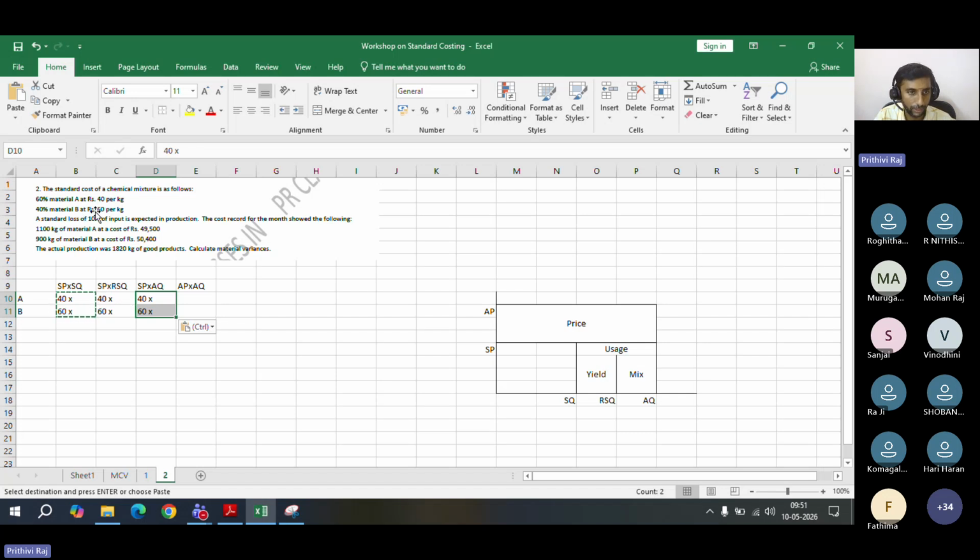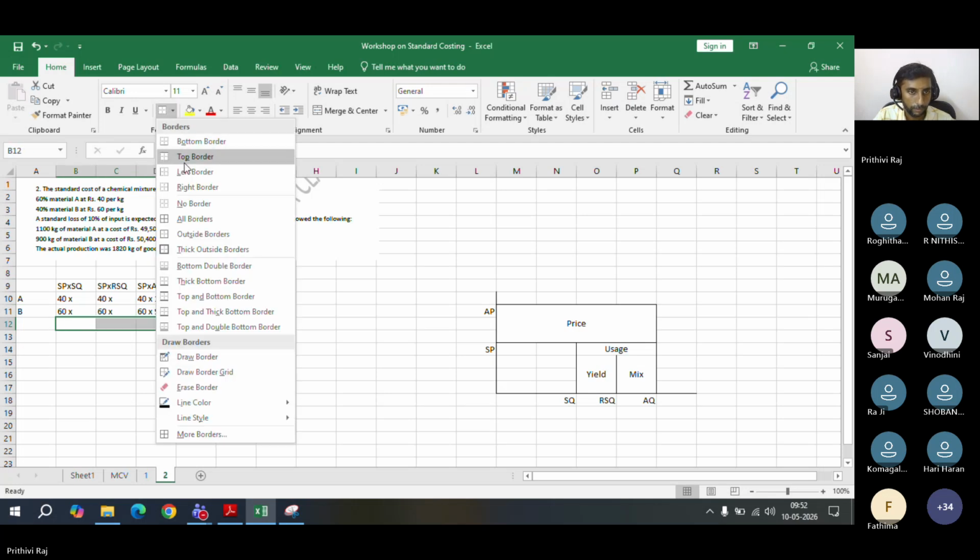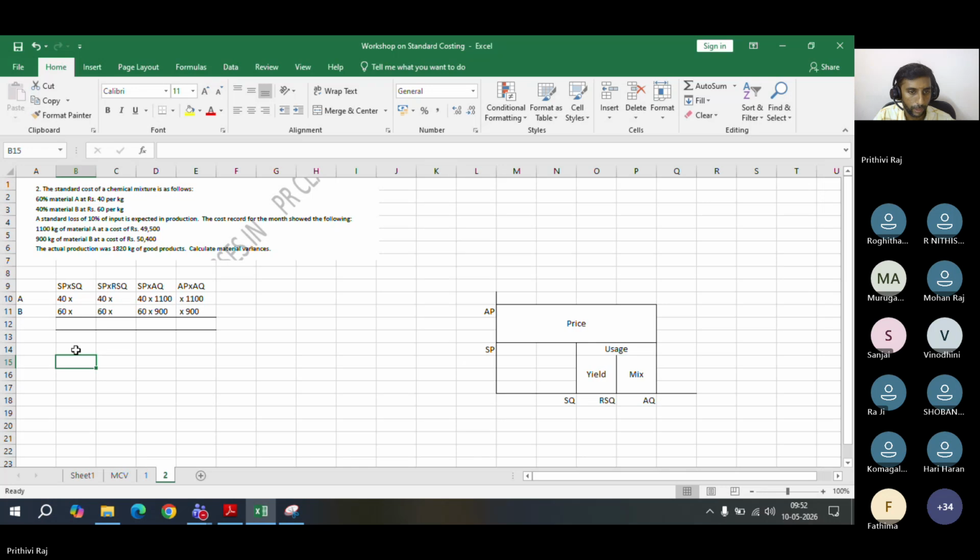And next, what is given in the question? Actual quantity of A and B is given: 1,100, 900. Not actual price, actual quantity. Actual price we will have to find. 1,100, 900. Now what you have to find is the actual price, in working notes.